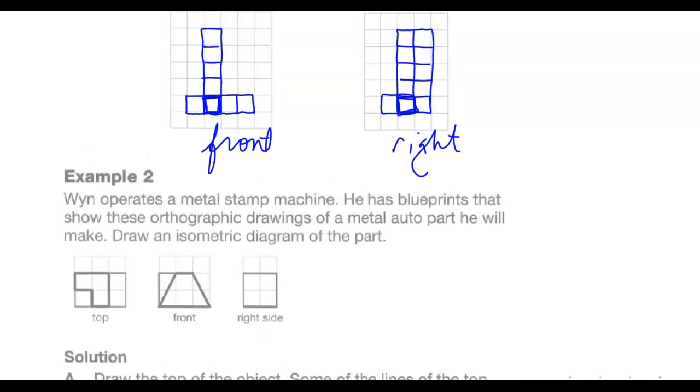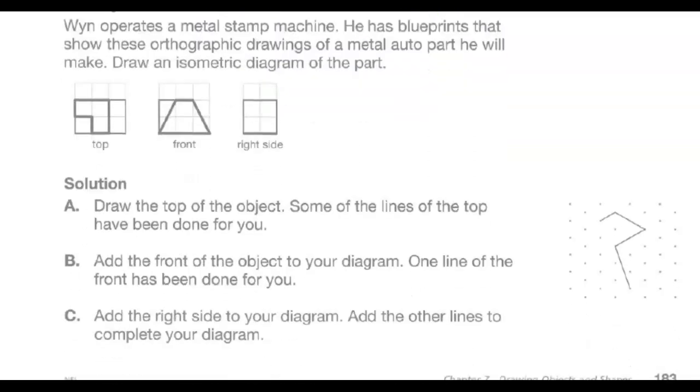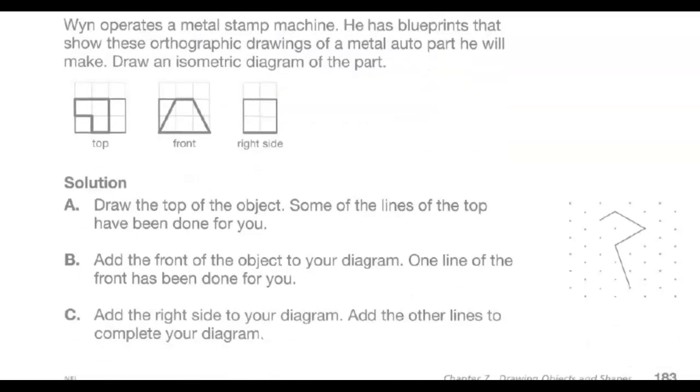Okay. Example 2, Win operates a metal stamp machine. He has blueprints that show these orthographic drawings of a metal auto part he will make. Draw an isometric diagram of the part. So now we're going from the diagrams to an isometric drawing. This is the top, front, and right side.